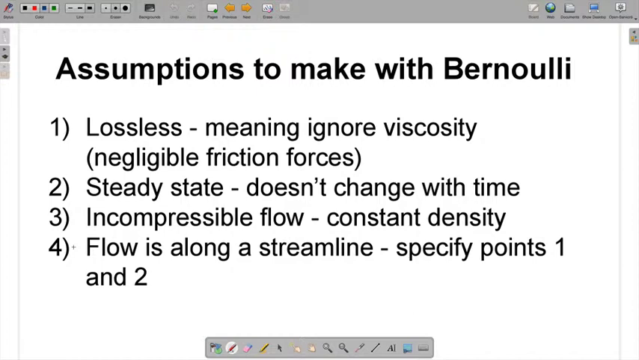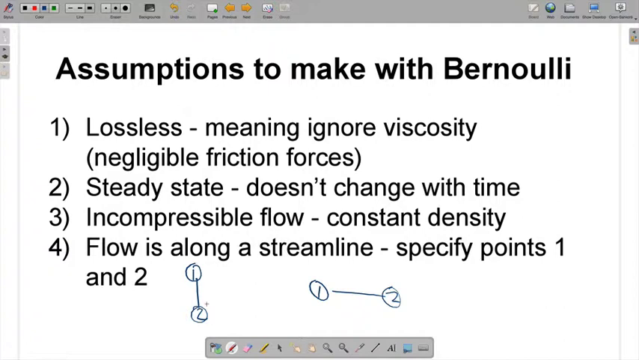The density stays the same, right? And lastly, your flow is going to be along a streamline. In most problems that I personally have seen, it's usually a straight line. I think there are a few examples where it can be curved, but most problems tend to have a straight line. So you have your point 1 somewhere up here and point 2 down here, or if point 1 is right here, maybe point 2 is like that. So it's a straight line, basically, connecting the two.